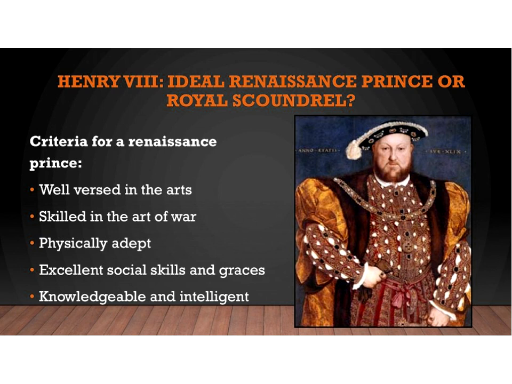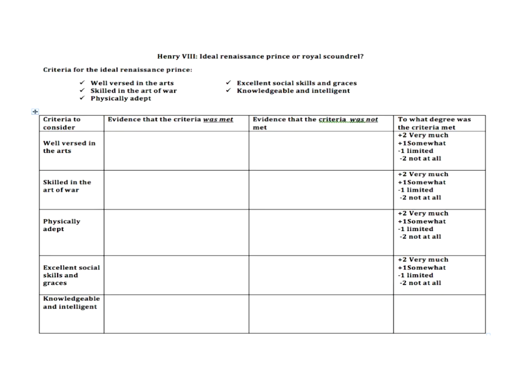Let me show you another same example so you'll get the idea in a history class. Was Henry VIII the ideal Renaissance prince, or was he a royal scoundrel? An ideal Renaissance prince, this is according to the Book of the Courtier, is well-versed in the arts, skilled in the art of war, physically adept, has excellent social skills and graces, is knowledgeable and intelligent.